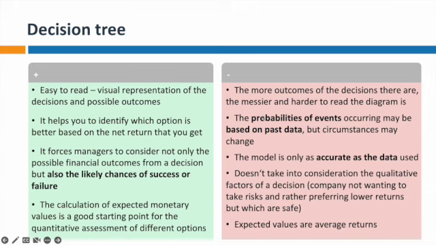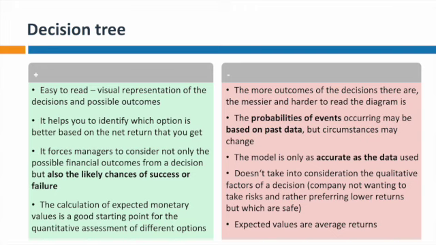Now, the disadvantage is that the more outcomes of the decisions there are, the messier and harder to read the diagram is. Okay, so before, in the diagram I was showing you, there were only two options and only two, let's say, outcomes, either poor weather or fine weather. But if I have more outcomes, more decisions, then the decision tree is going to have a lot more branches that we might need to read, and we might need to get through more information.